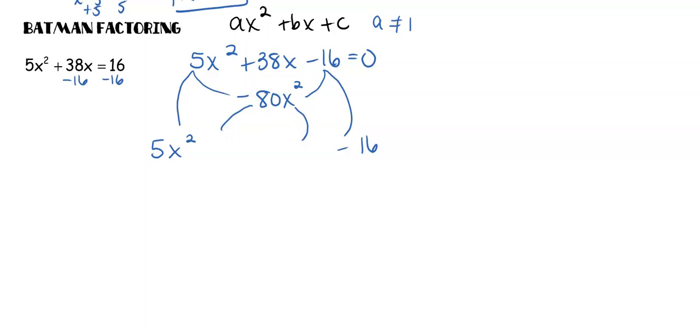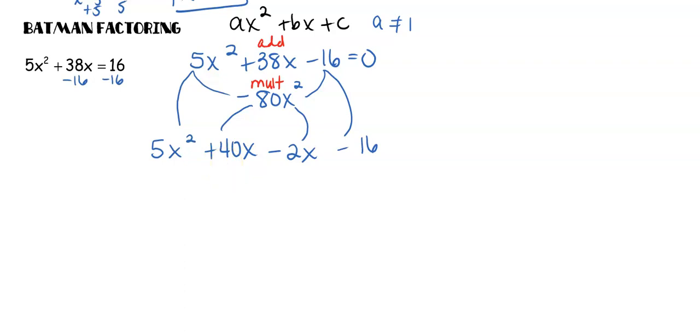And then remember the Batman wings, we are multiplying to the negative 80x squared, and we're adding to the positive 38x. Those two numbers happen to be a positive 40 and a negative 2. So 40 times a negative 2, negative 80. 40 minus 2 is a positive 38. And if you remember when we learned about Batman factoring, we showed how it doesn't matter if you put the 40x or the negative 2x first. In the end, you end up with the same two factors.